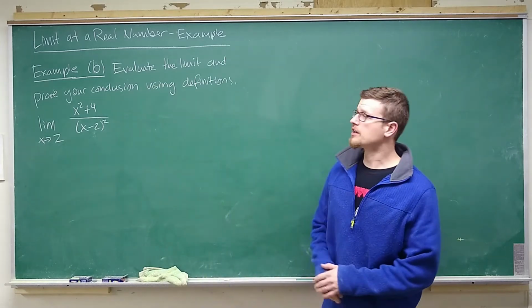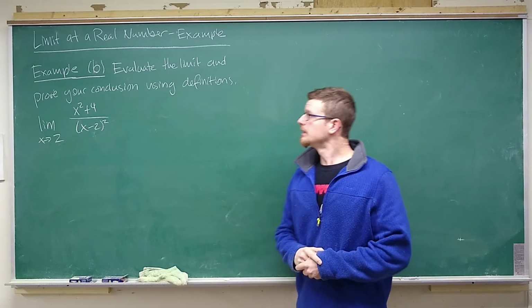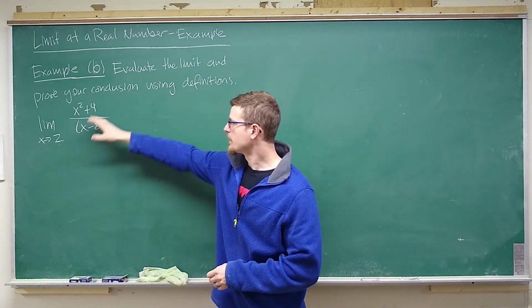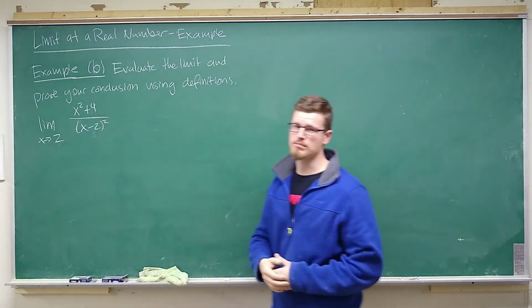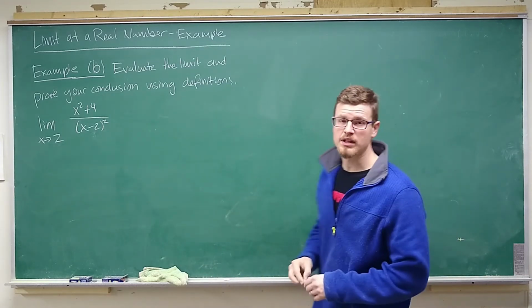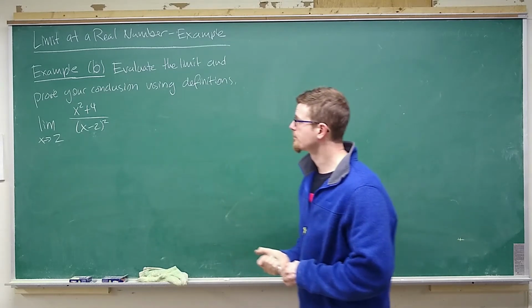We want to take a look at another example of evaluating a limit at a real number. In this case, we want to take a look at the limit as x approaches 2 of (x squared plus 4) over (x minus 2) squared. Once we find what the limiting value is, we want to also prove our conclusion.